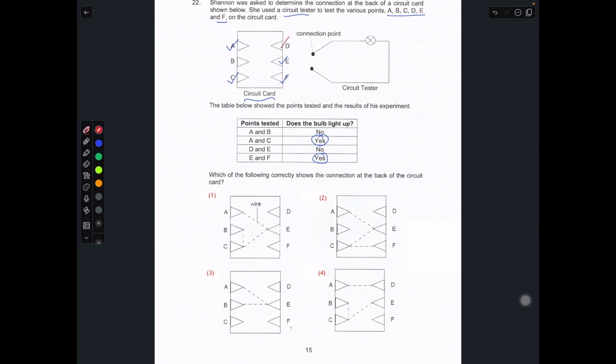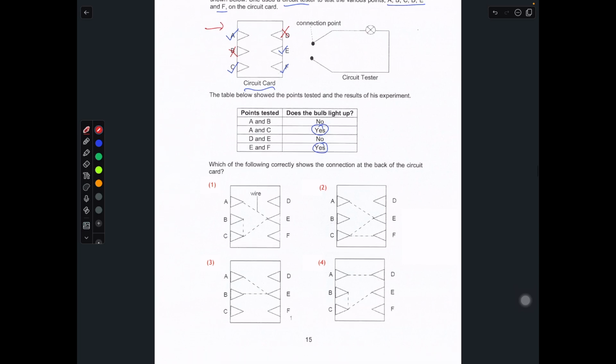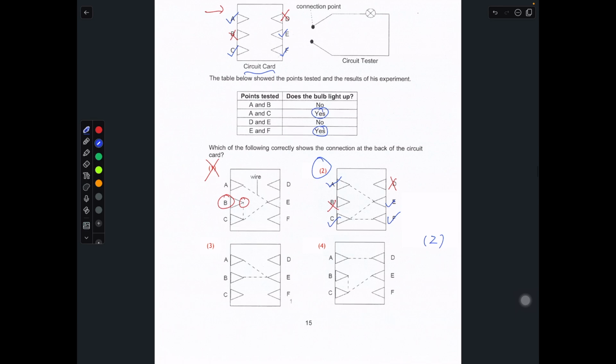That means this one has no connection. So when I'm doing the question, I'll use these to help myself. As long as you see a B with a wire, then this is wrong. B and D have no wire, and the rest have a wire connected to it. Option 2 looks like our possible answer. I can go on to evaluate the rest.